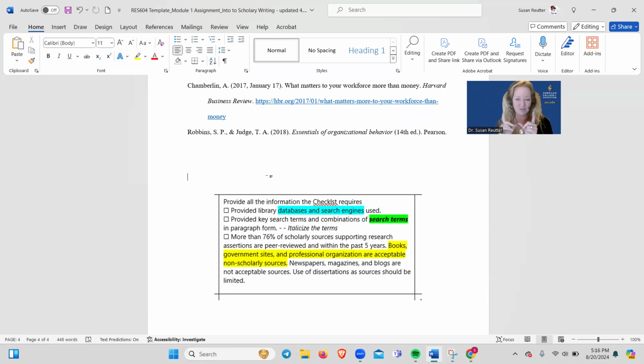And then, just for the sake of knowing, in yellow here, it says that books, government sites, and professional organizations are acceptable as non-scholarly sources, that newspapers, magazines, and blogs are not. So always know that, mostly because they're not vetted. And so we have to use our discernment when we're choosing articles to support our work.